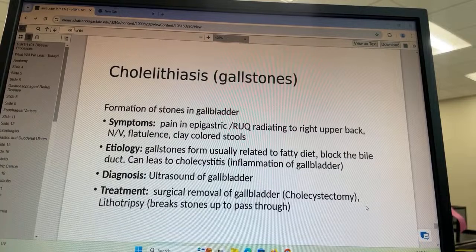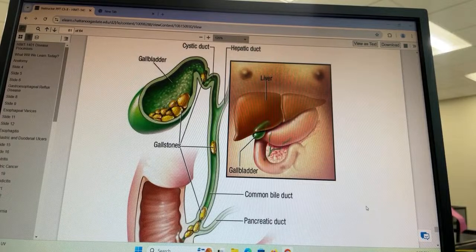There's also the option of lithotripsy. Lithotripsy is basically they send shock waves, sound waves, onto the gallbladder, and it vibrates the stones really, really fast with the sound waves, and it helps to break them up into smaller pieces. So it makes them easier to pass through. If there's a really big stone, it can break them up into really tiny pieces so that they're able to be passed through without having to remove the organ.